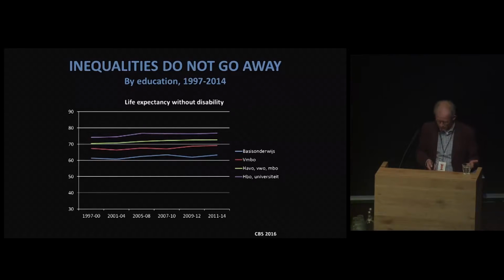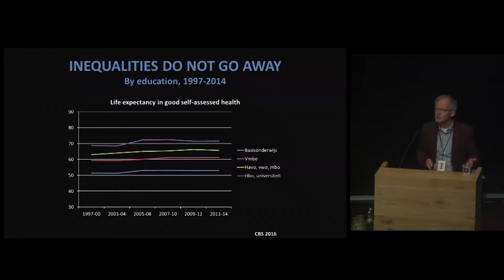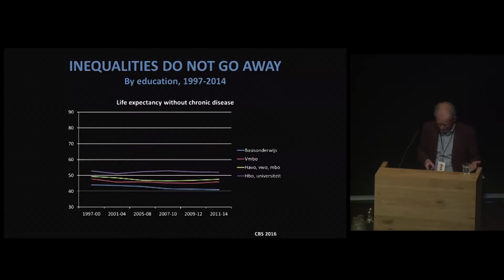It's not strong enough to remove the inequalities in life expectancy without disability, or life expectancy in good self-assessed health, or life expectancy without chronic diseases. The gap remains the same and even tends to widen somewhat for some of these indicators.